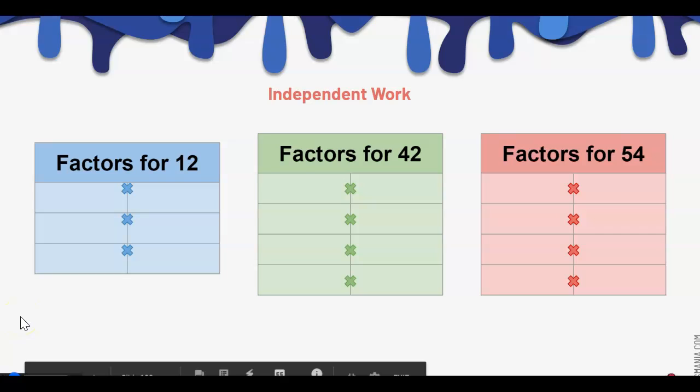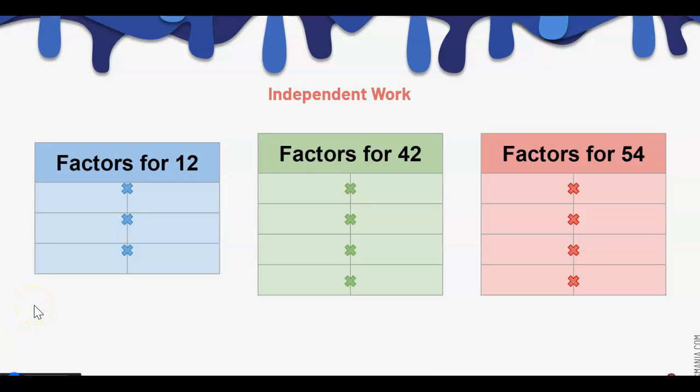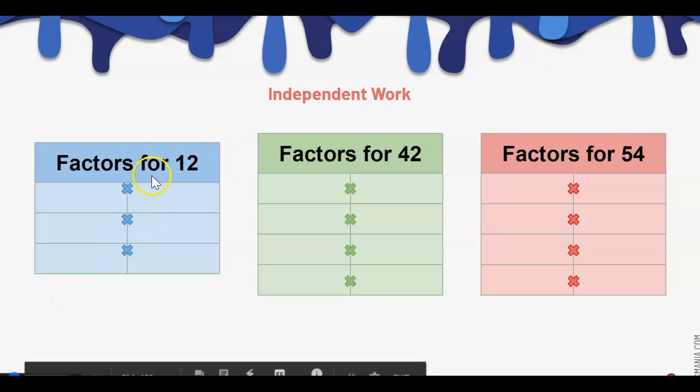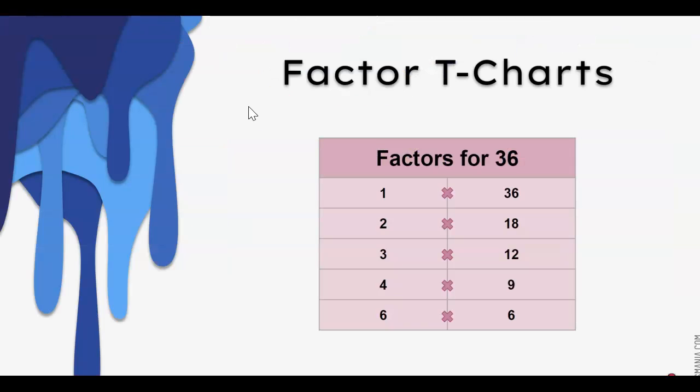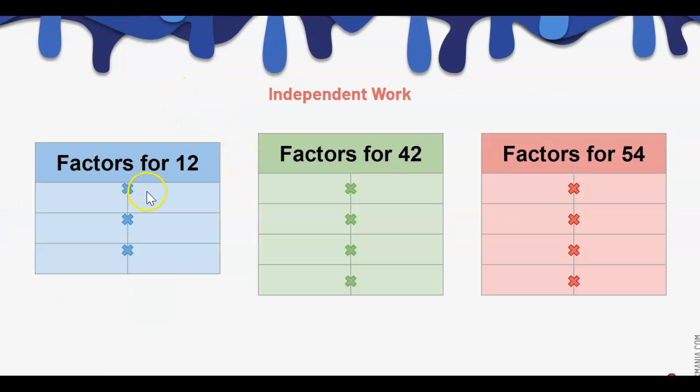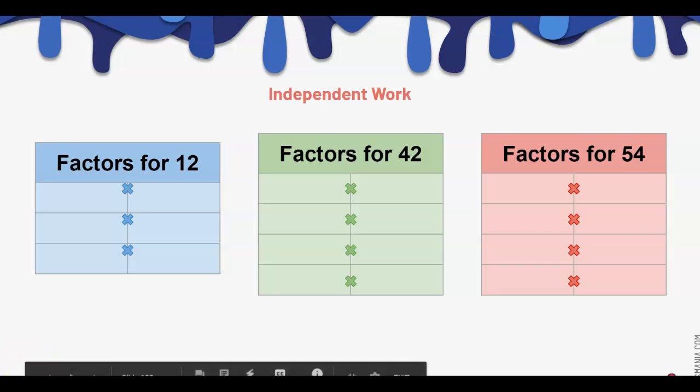So our next slide contains our independent work for the day. I want you to identify all the factors of 12 and write them down here. All of the factors of 42 and put them in here. All the factors of 54 and put them right here. And this is very similar to our previous slide where we found the factors of 36. We just basically found all the multiplication facts for that number. And you're doing the same thing for each of these for your independent work.